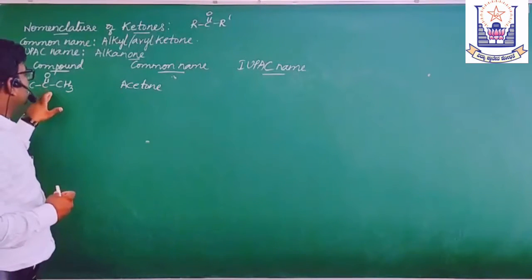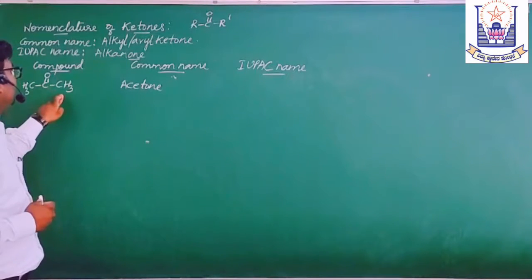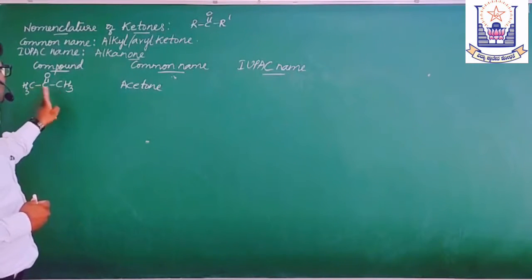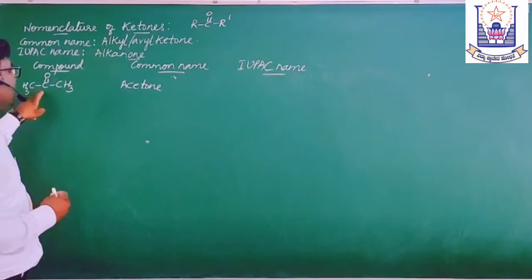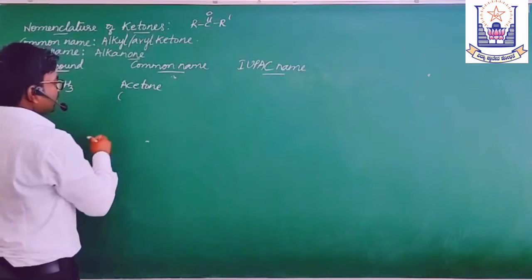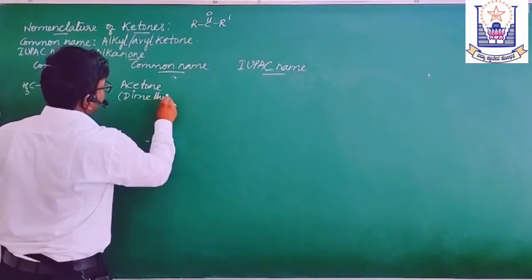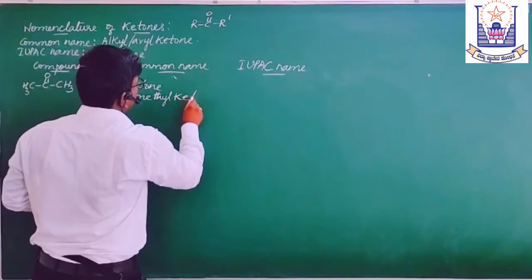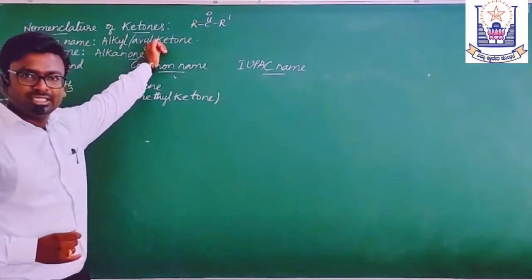It is also called dimethyl ketone. Here we can see there are two methyl groups on the carbonyl carbon, therefore we can call acetone dimethyl ketone. See here, it follows the general sequence.